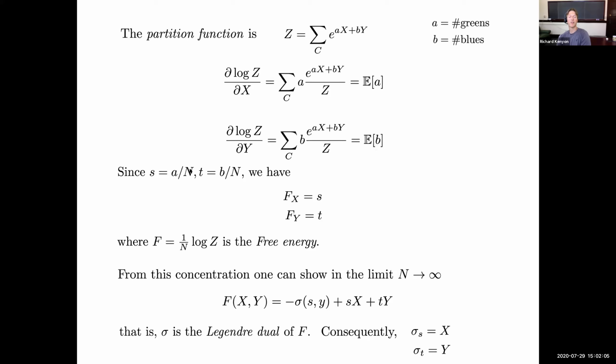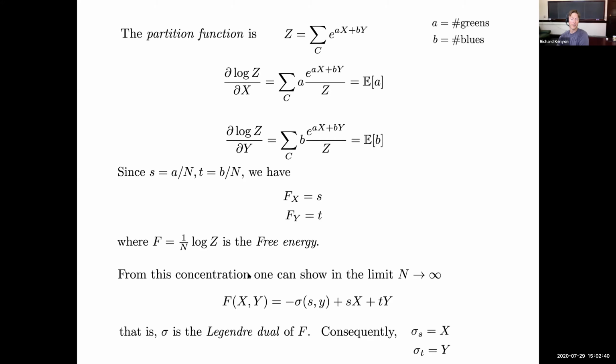And if I then divide by n, the total number of tiles, then what I see is that this quantity log z divided by n, the free energy, has x and y derivatives which give me the densities. So you can think of this as how x and y are related to s and t. They're related through the fact that the free energy derivatives with respect to x and y are s and t.